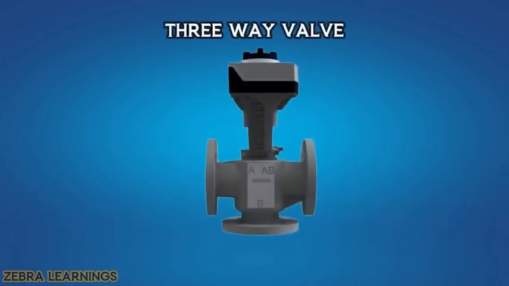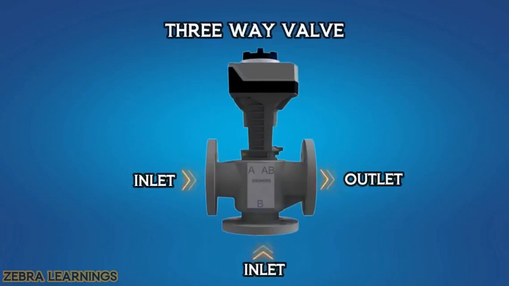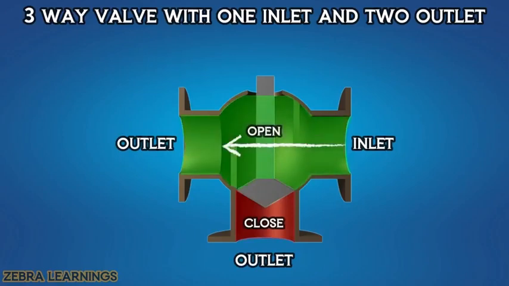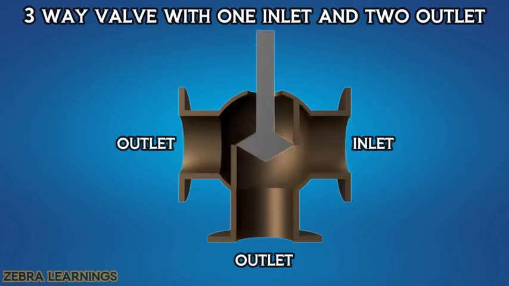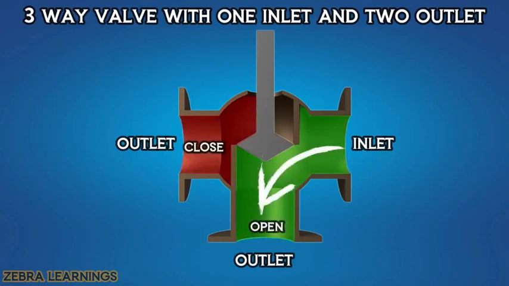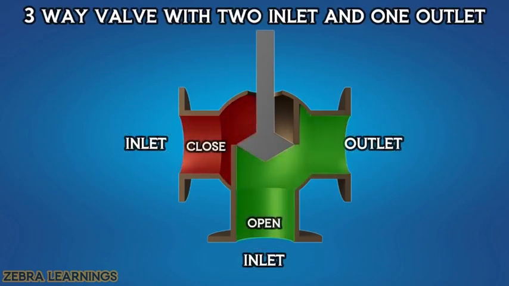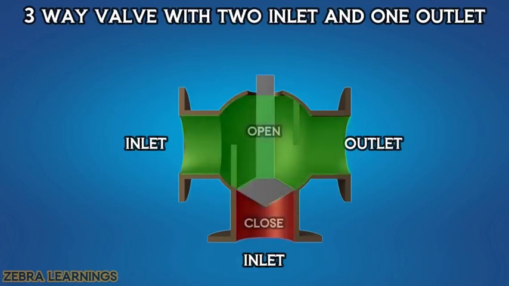Three-way valve is a valve having two inlets and one outlet, or two outlets and one inlet. In a three-way valve with one inlet and two outlets, one outlet is closed, while the other outlet is open. When you close an open outlet, the closed outlet will open. In a three-way valve with two inlets and one outlet, one inlet is closed, while the other inlet is open. When the open inlet is closed, the closed inlet will open. This is the difference between two-way valve and three-way valve.